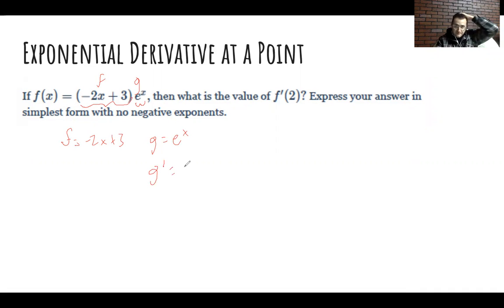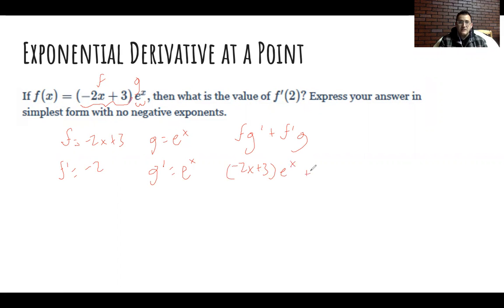Now, what we see here is that the derivative of e to the x is just e to the x, and then the derivative of that exponent would be 1. And then my f prime would be -2. So I'm going to write this as f g prime plus f prime g. So I'm going to put that this is -2x plus 3 times e to the x plus -2 e to the x.